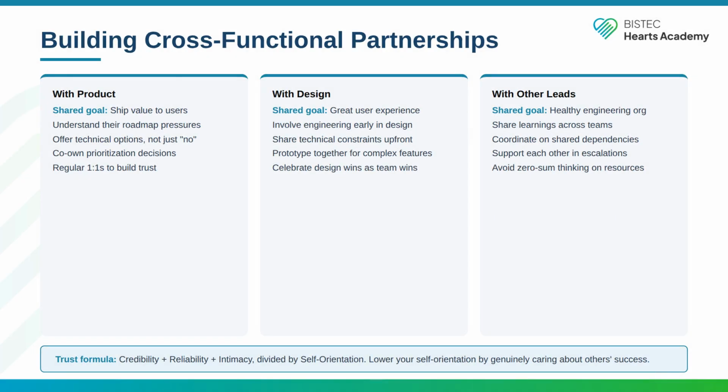Cross-functional partnerships define a tech lead's effectiveness. With product, your shared goal is shipping value to users. Understand their roadmap pressures. Offer technical options, not just no. When product comes with an aggressive timeline, don't just say it's impossible. Propose alternatives. We can't do the full feature in 2 weeks, but here's what we can ship that delivers 80% of the value. Co-own prioritization decisions and invest in regular one-on-ones to build the trust that makes hard conversations easier.